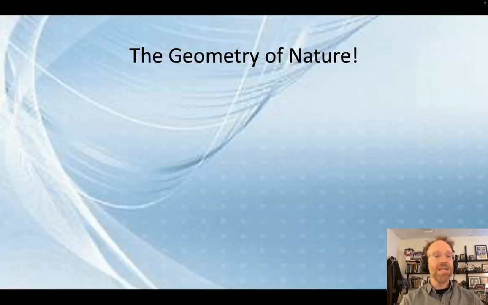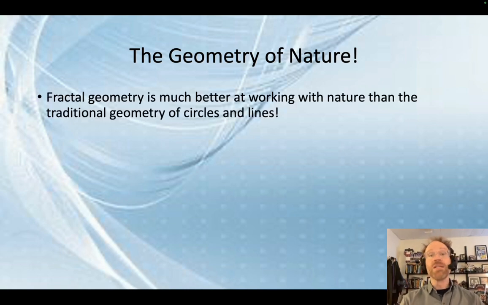Okay, that's all bizarre. But what's this have to do with nature? I claimed it was the geometry of nature. Well, fractal geometry is a lot better at working with nature than the traditional geometry of circles and lines. So here's a fern, for example, and you can see the self-similar pieces, right? This is actually a zoom in on ice particles and snow, but again, you can start to see some self-similarity.